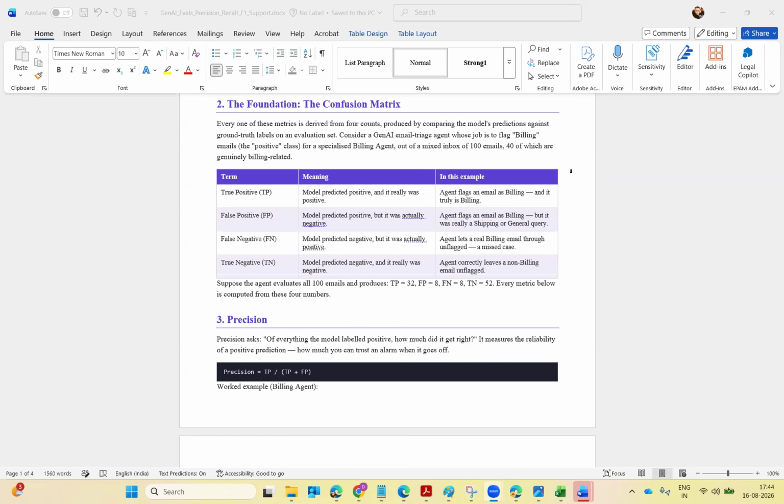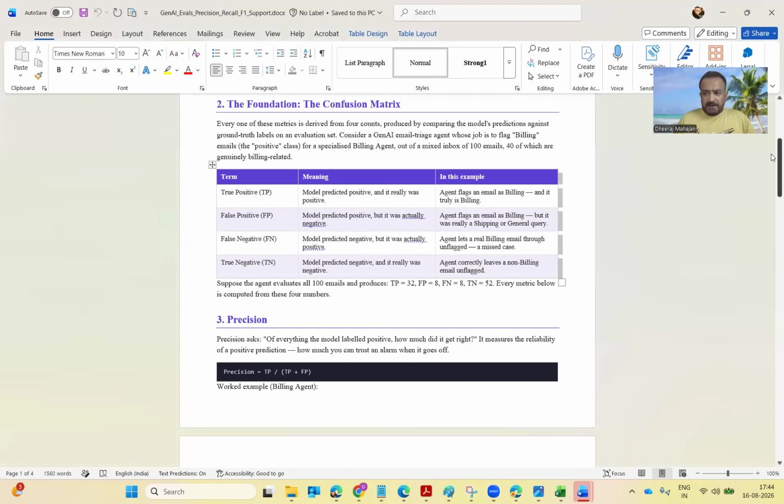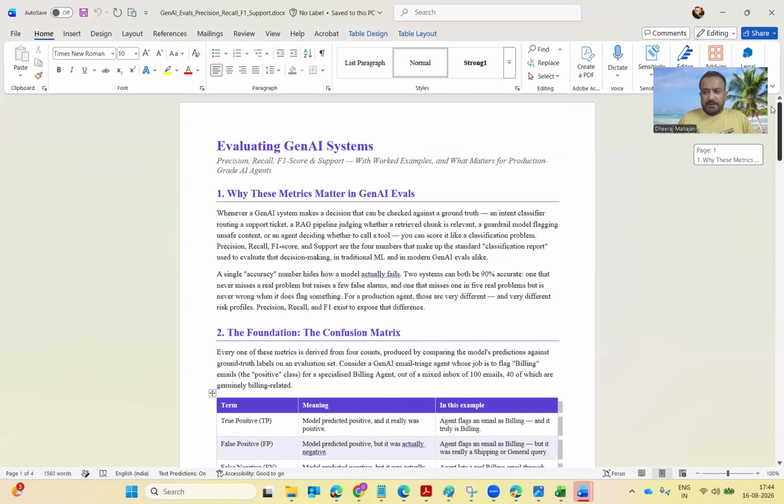In today's video, we'll talk about evals. When I say evals, it's evaluating the generative AI system. Why do we require it? Because we want to deploy our agent on production-grade AI agents. We want our agent to work as per our expectation. We don't want the agent to hallucinate.